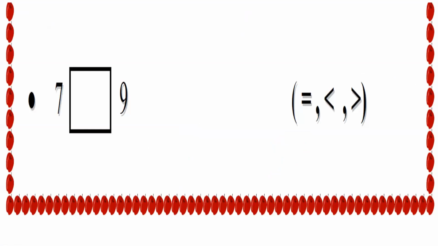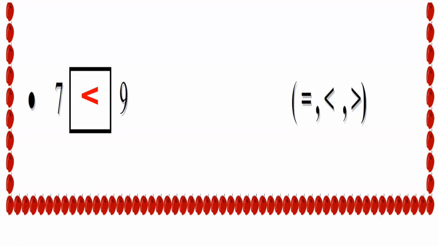Let's move and solve this example. 7 is bigger than or smaller than or equal 9? Which sign I should put? First sign or second sign or third sign? Yes, very good, ya Ali and Ahmad. It will be 7 is smaller than 9.